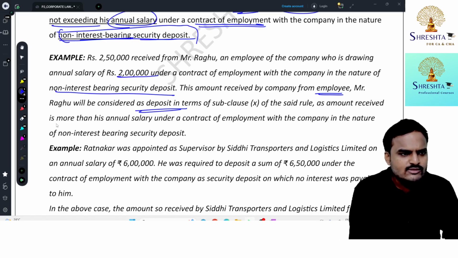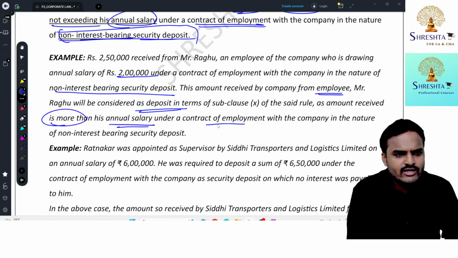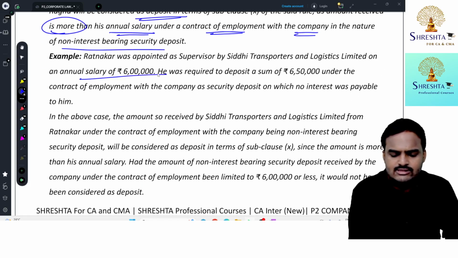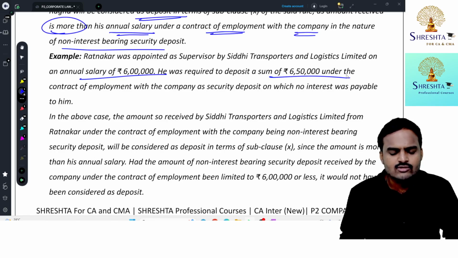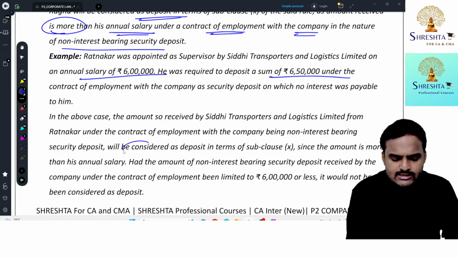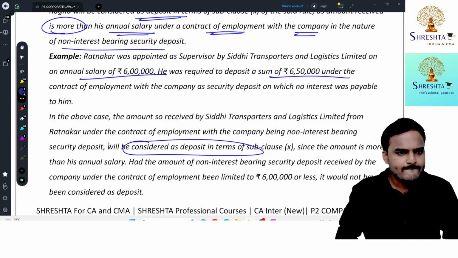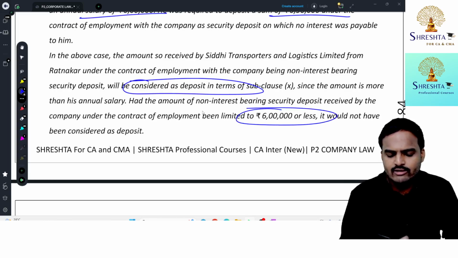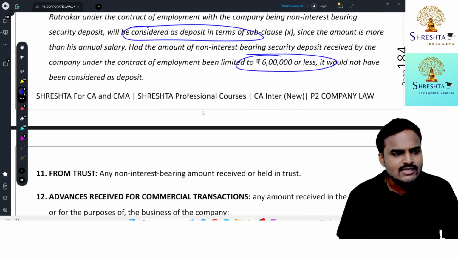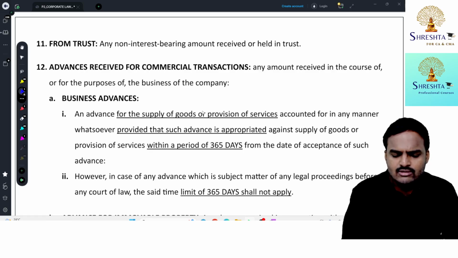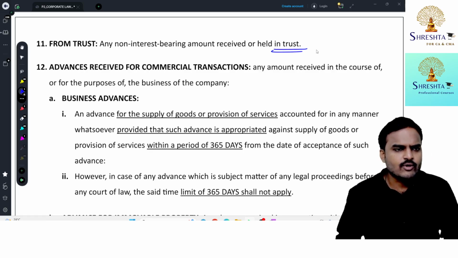Why? As the amount received is more than the annual salary under a contract of employment with the company, in the nature of a non-interest bearing security deposit. Next example, 6 lakhs is the annual salary, but the company received 6,50,000 rupees. Again, this is also treated as a deposit only. Understood? If a security deposit is less than or equal to 6 lakhs, then it would not have been considered as a deposit.